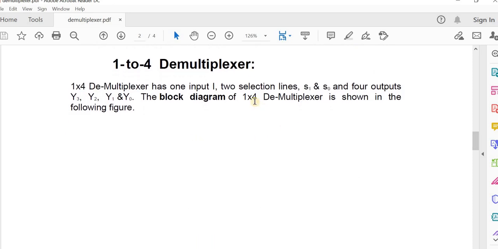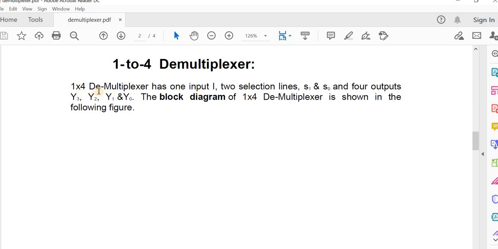Then we will see the function of 1 to 4 demultiplexer. In exam, mainly 1 to 4 demultiplexer comes. There may be many types of demultiplexer, 1 to 4, 1 to 16 like that. But we will discuss only these 1 to 4 demultiplexer.